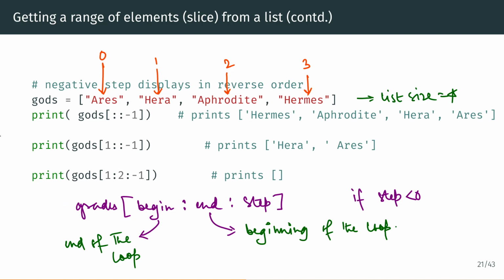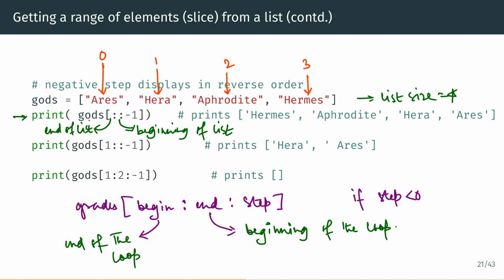In the first statement right here, we print gods, and we have omitted the begin and the end, and we just specify the step size of -1. So what will happen is the begin will default to the end of the list, I'm sorry, end of list, the end will default to the beginning of list, and the step size is obviously -1.